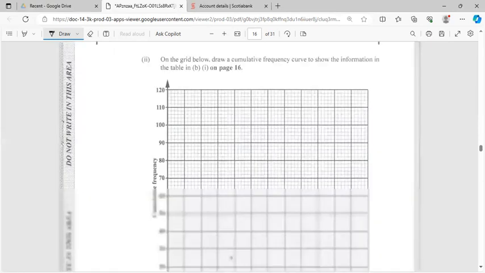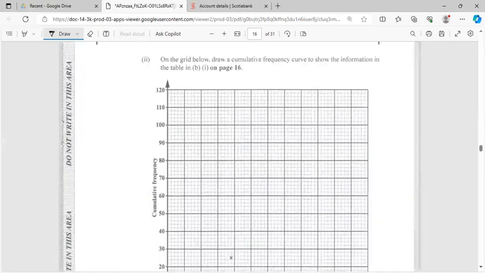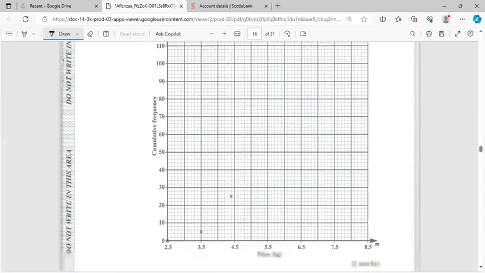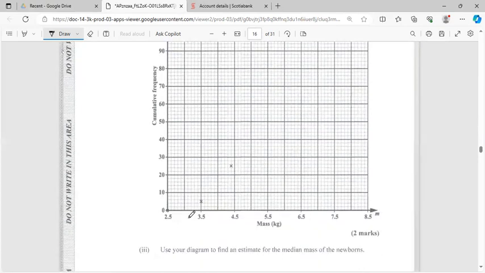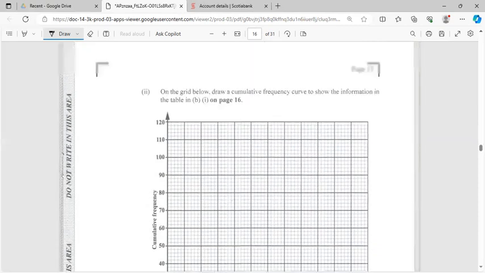Alright, and that is only one mark, right? It says on the grid below, draw cumulative frequency to show the information in the table B1 on page 16. So they basically started already. They have the 3.5, 4.5. So I guess you have to start from 5.5, 6.5, and the 7.5 to complete the table. Now we just added the numbers, so we could literally take the number from there.